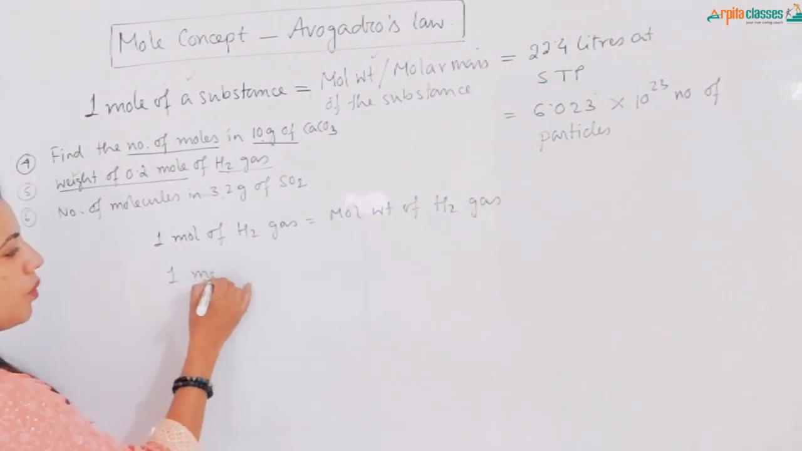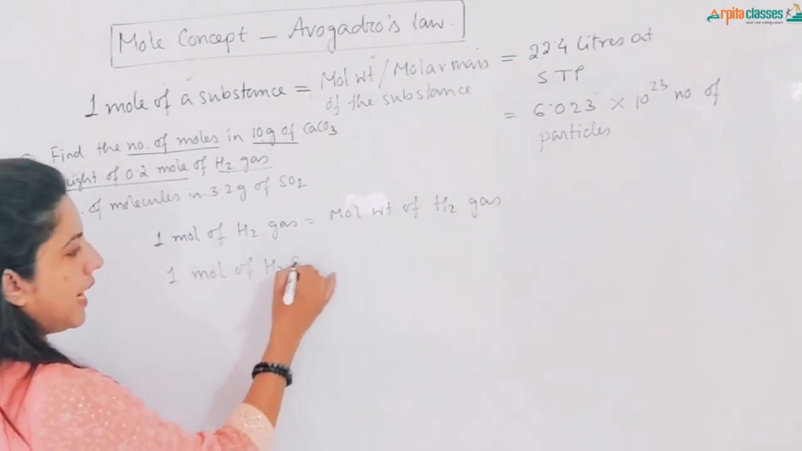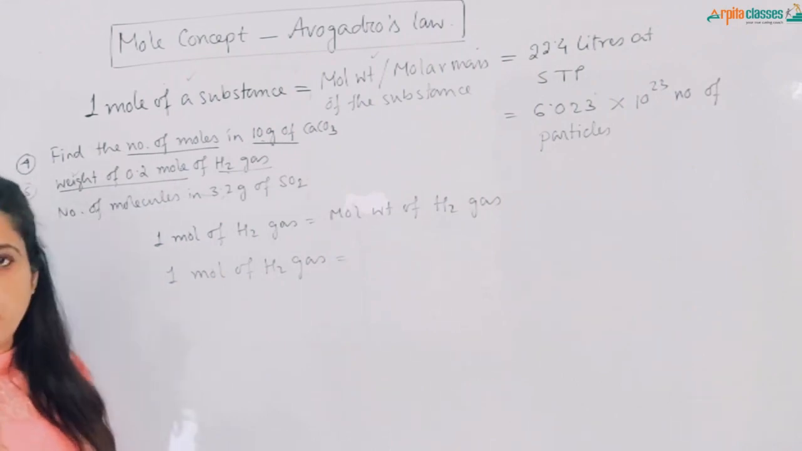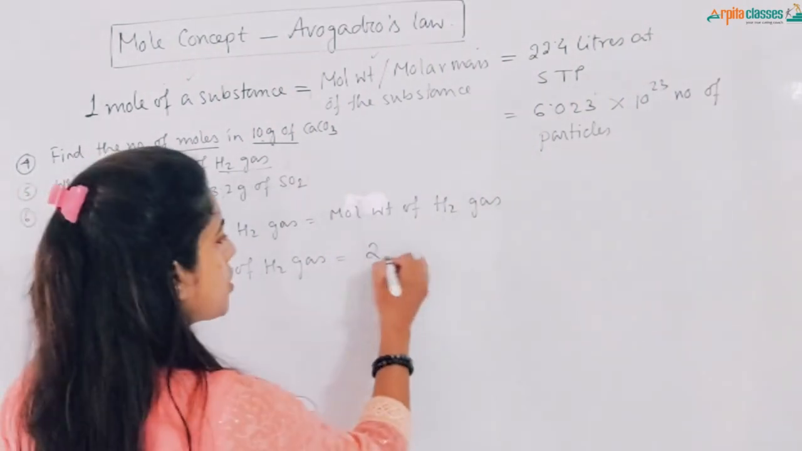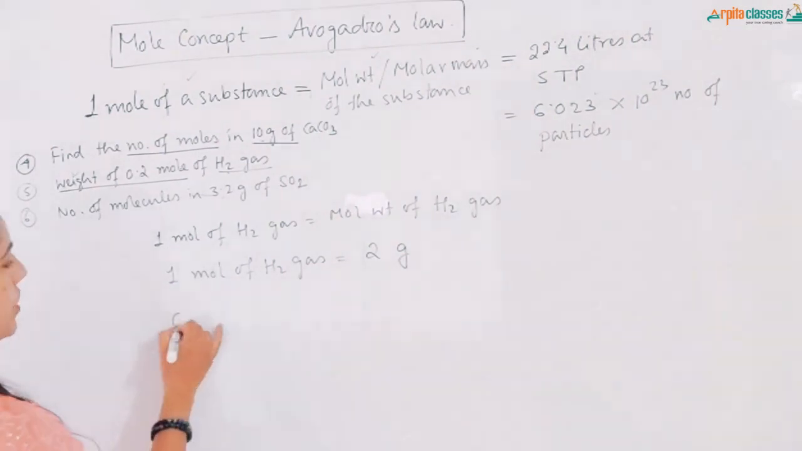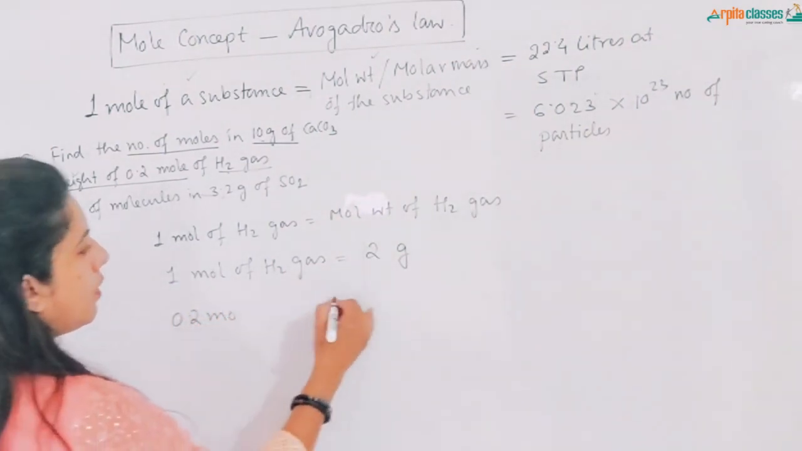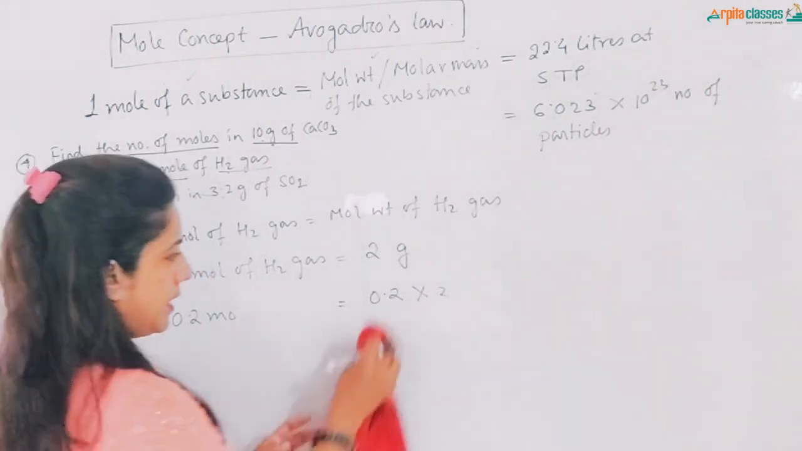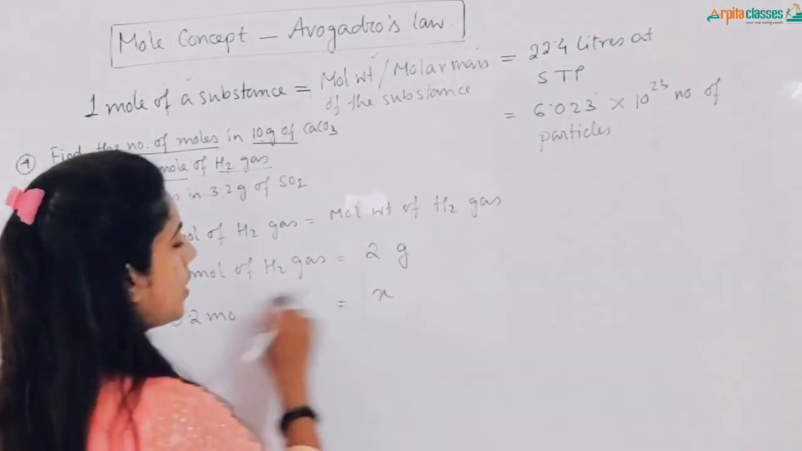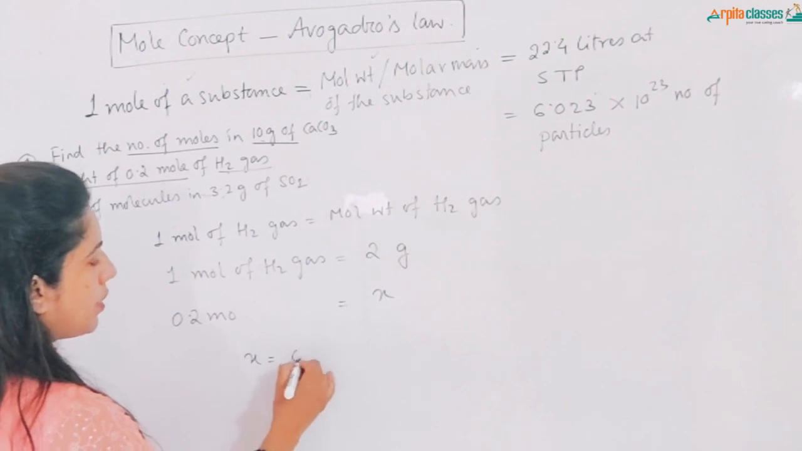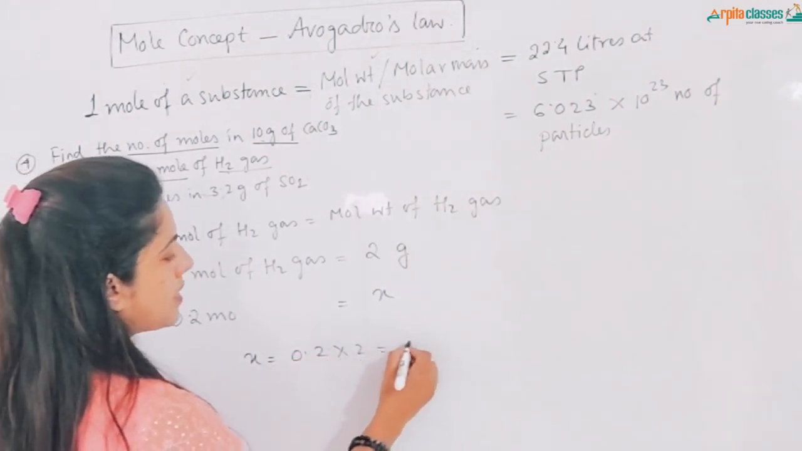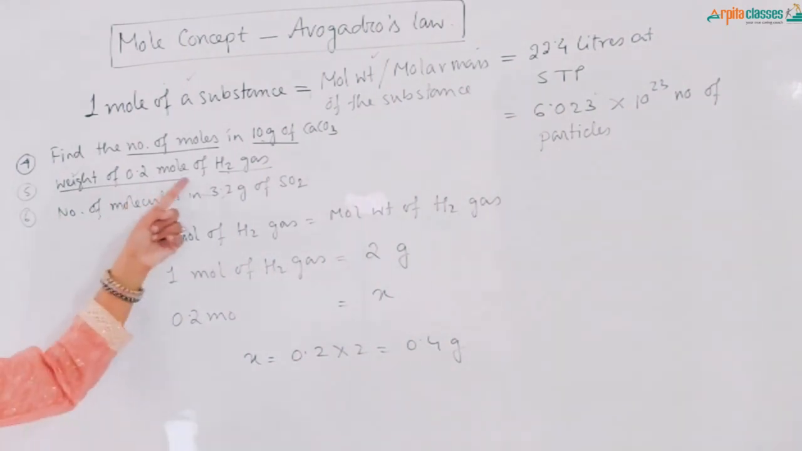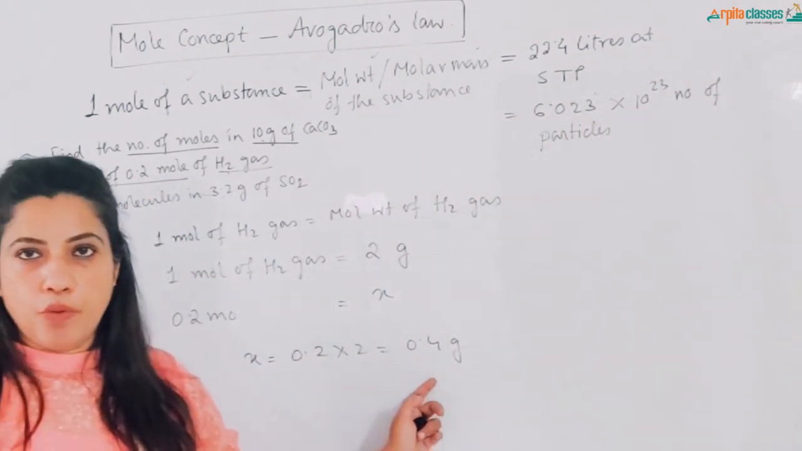Now 1 mole of hydrogen gas. What is the molecular weight of hydrogen gas? It is 2. We take it approximately 2. So that is 2 gram. Therefore 0.2 mole will be equal to 0.2 into 2, which will be equal to x basically. So now you cross multiply. So x will be 0.2 into 2. That is 0.4 gram. So the weight of 0.2 mole of hydrogen gas is 0.4 gram.